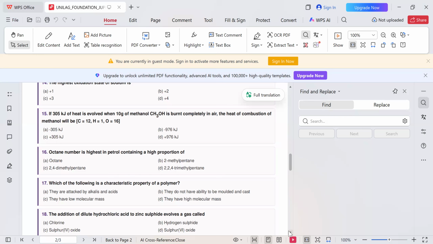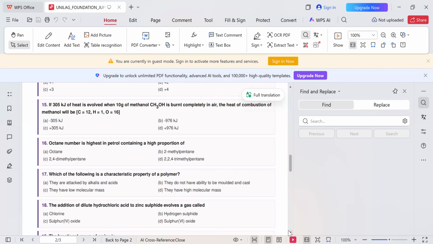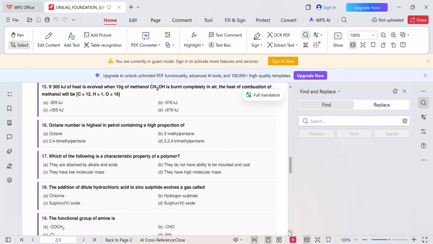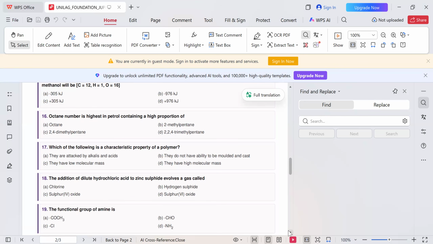Now, when you get your molar mass, you are told that 10 grams of methanol is what is needed. Since it's 10 grams of methanol, you have already calculated the molar mass of methanol, which is 32 grams per mole. Number of moles is mass over molar mass. We want to get the number of moles, which is 10 divided by 32 grams per mole. So we are going to get 0.3125 mole.